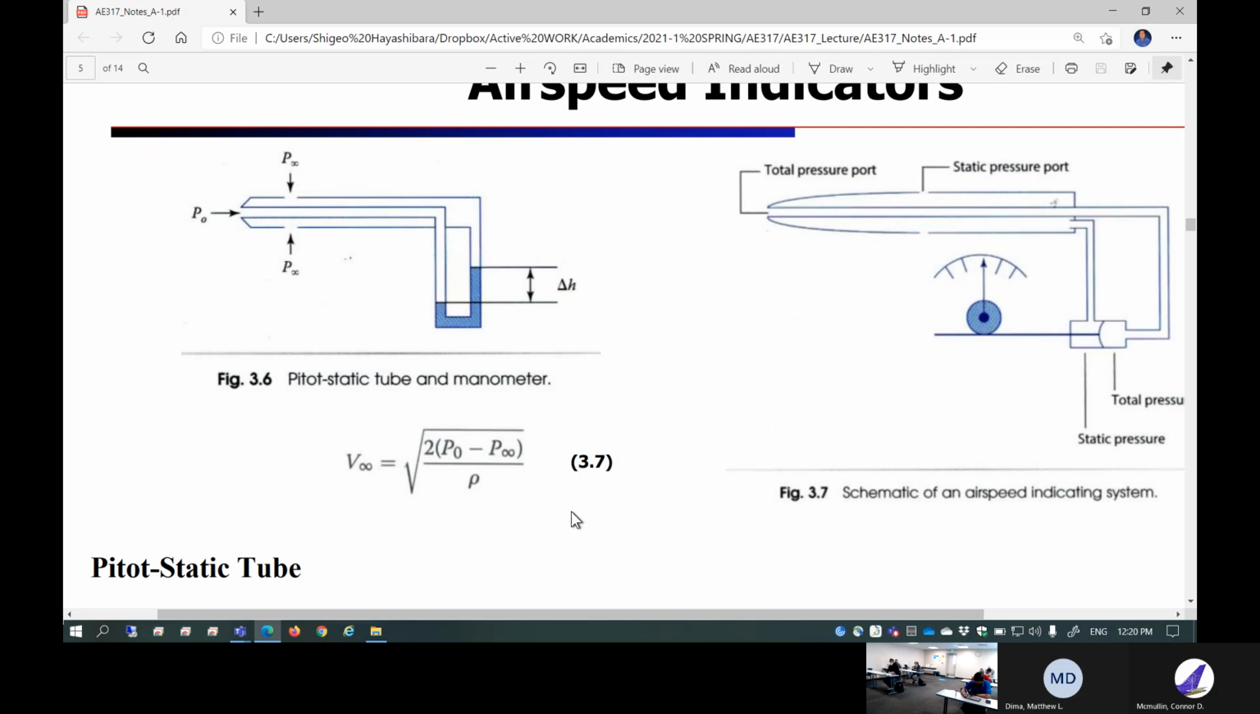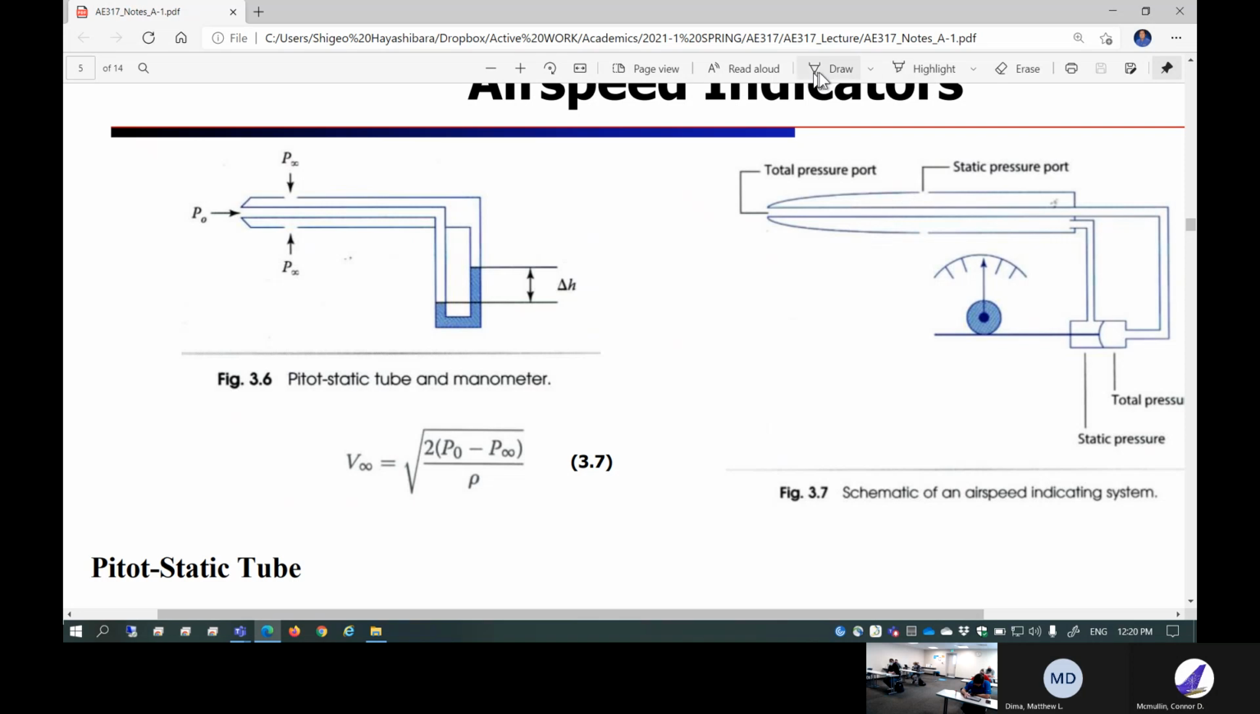What kind of pressure is this, by the way? Just a sanity check. What kind of pressure is that? Dynamic pressure. Here we go. Dynamic pressure, right? What is dynamic pressure? 1/2 rho V squared, right? So from there, you can determine V. That's where this equation comes from.